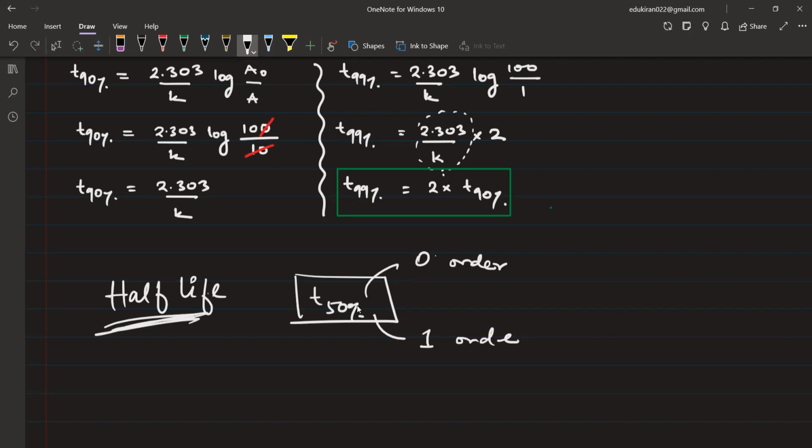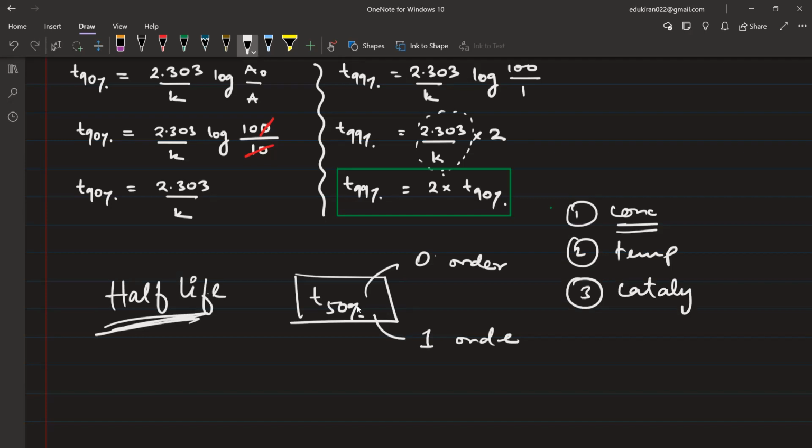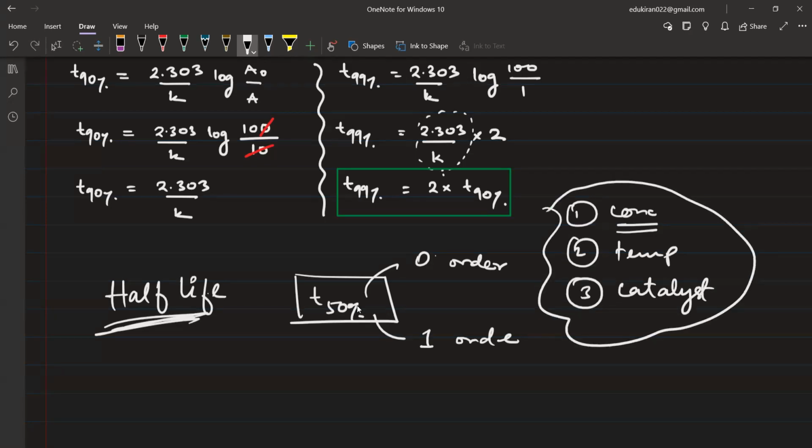Now we saw that to change the rate, the first thing that you can do is change the concentration, right? So we did change the concentration. We saw how changing the concentration changes the rate. After we are done with this, then we will write things about temperature and catalyst, how these things change the rate of reaction.